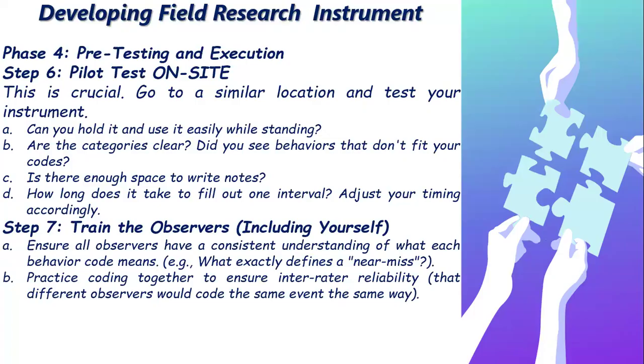Step 3: train the observers, including yourself. Ensure all the observers have a consistent understanding of what each behavior means. What exactly defines a near miss? Practice coding together to ensure inter-rater reliability, so that different observers would code the same event the same way.